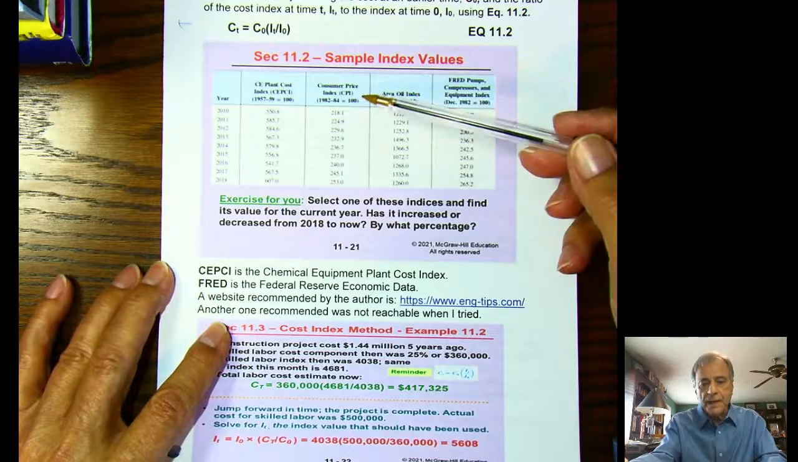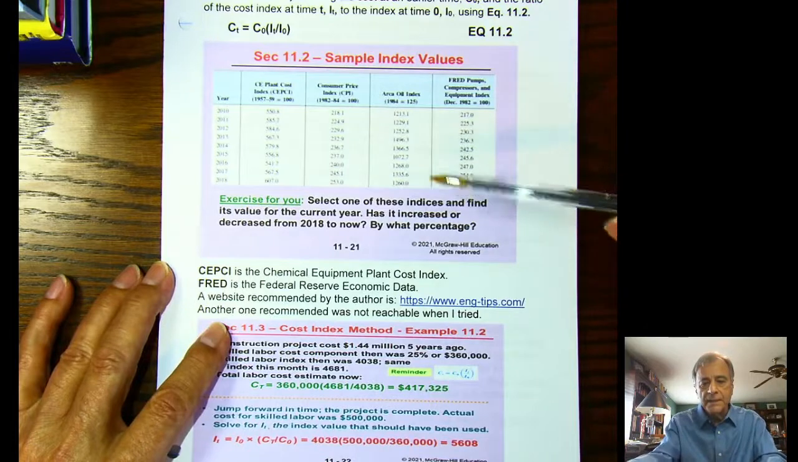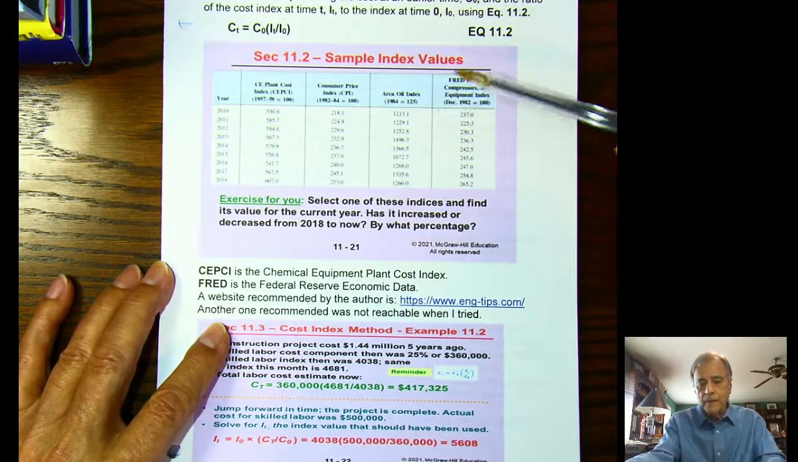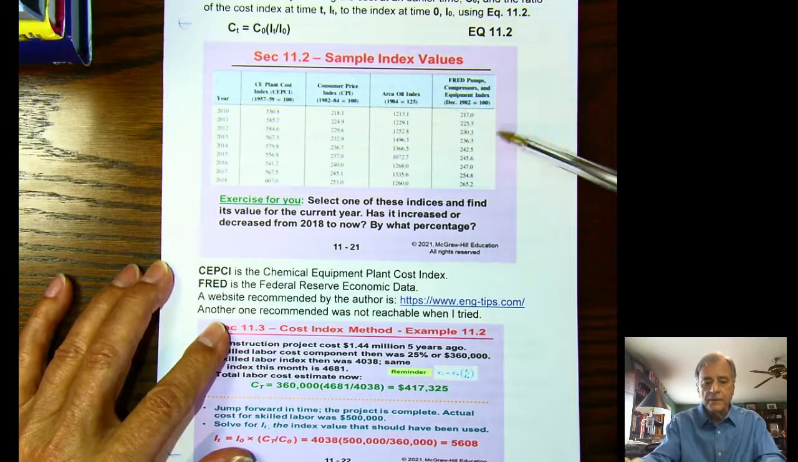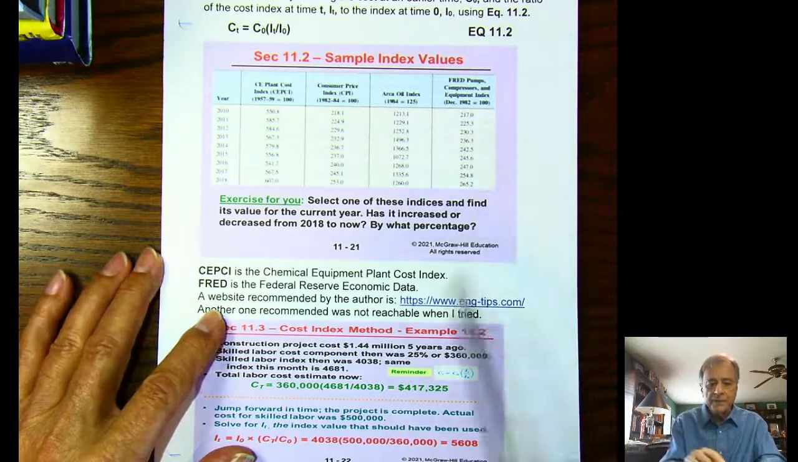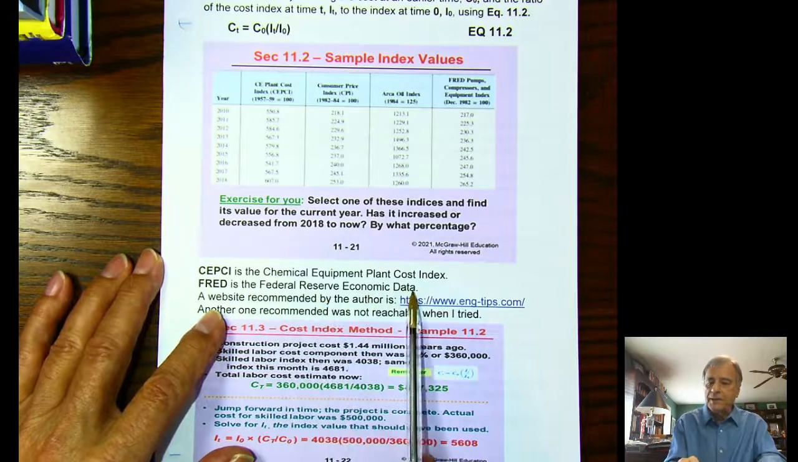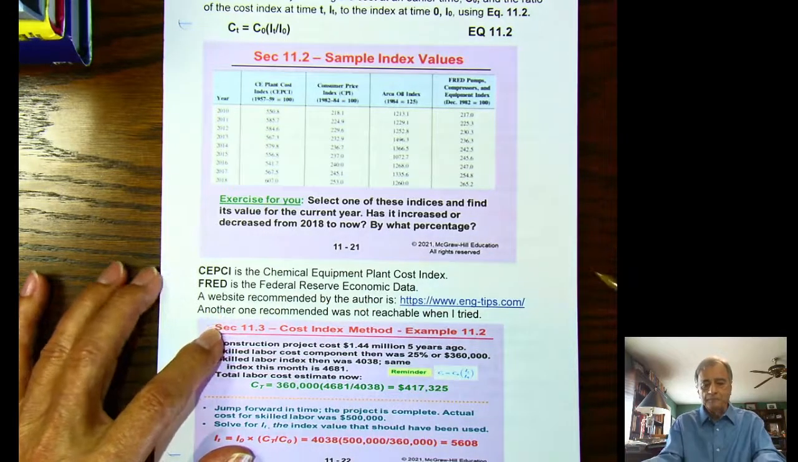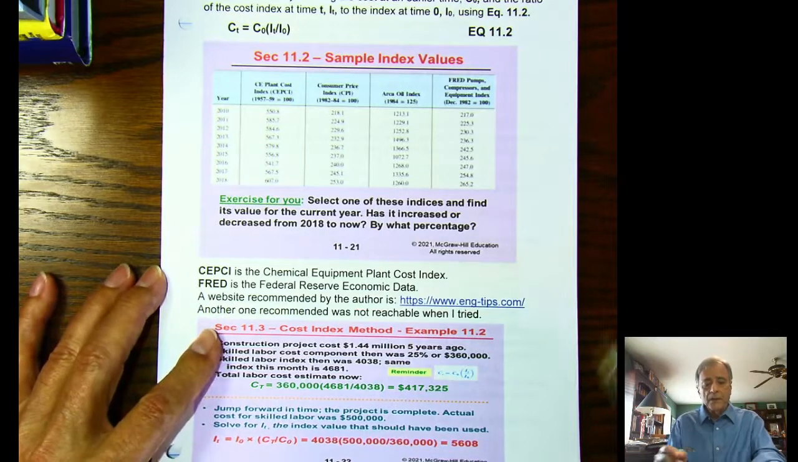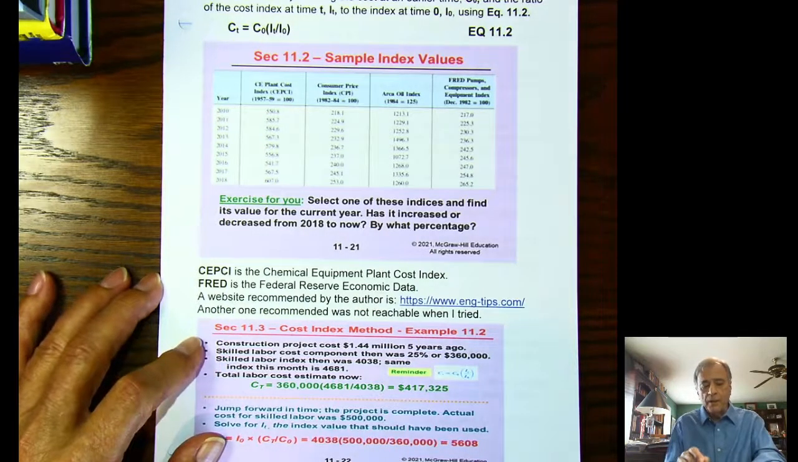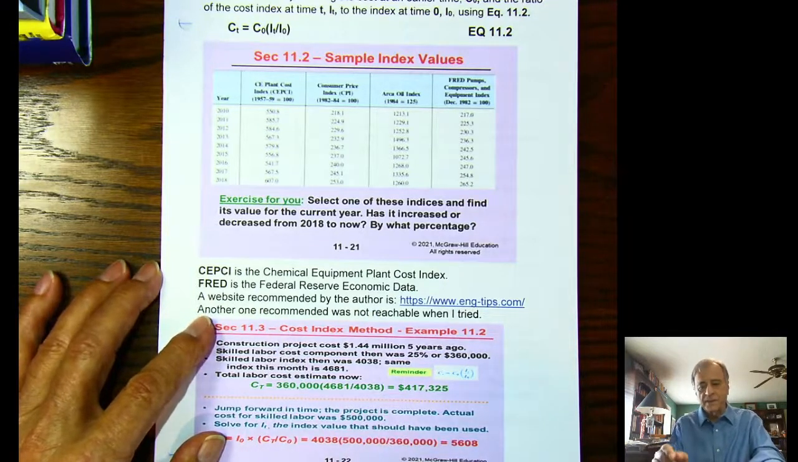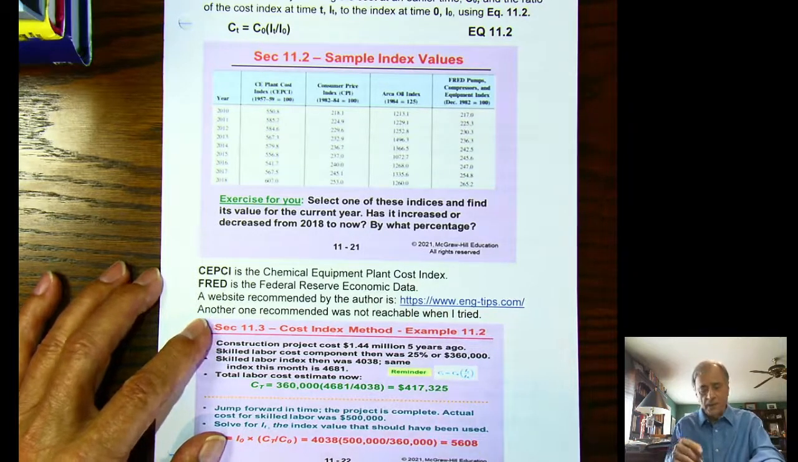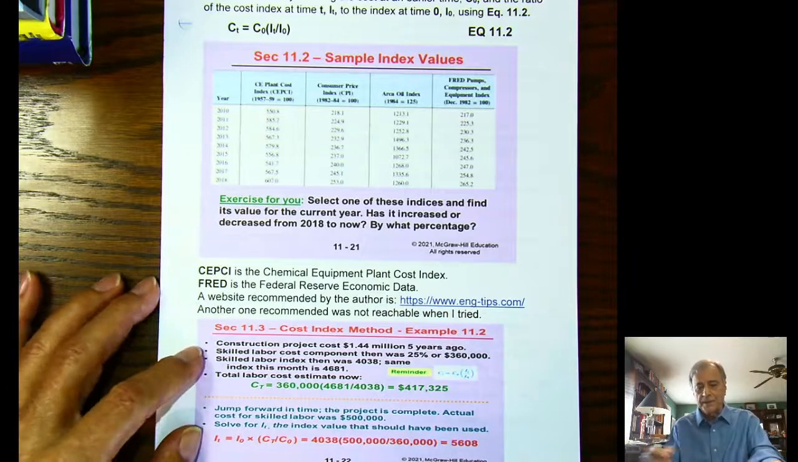The author also has the Consumer Price Index, CPI, and other indexes here. He calls this column the FRED Index, which is Federal Reserve Economic Data Index, and so on. So the author recommends a couple of websites in the book. One of the websites is not active anymore, but the other one is listed here in case you want to look it over for cost indexes.